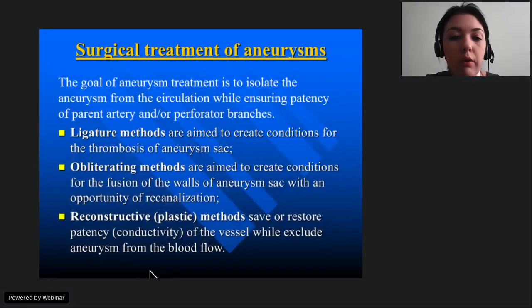So what are the methods of surgical treatment of aneurysms? The goal of aneurysm treatment is to isolate the aneurysm from the circulation while ensuring patency of the parent artery, that artery where it was formed, and perforator branches. So there are several methods. There are ligature methods, which are aimed to create conditions for the thrombosis of the aneurysm sac. So we just ligate the aneurysm and wait until the blood inside it coagulates.